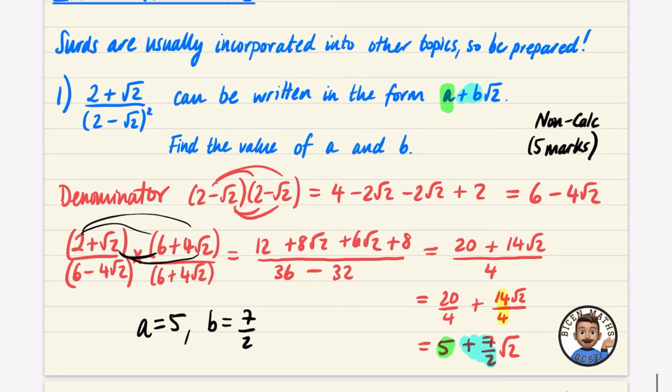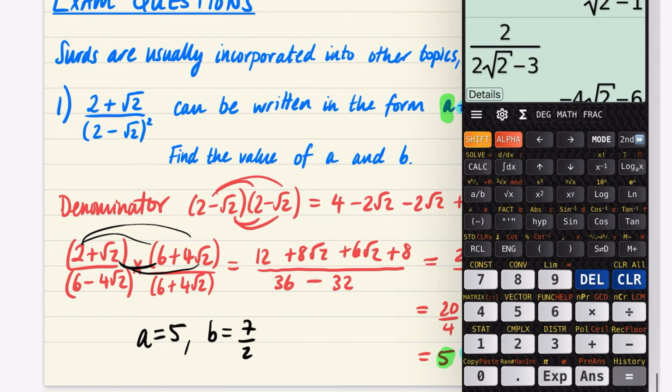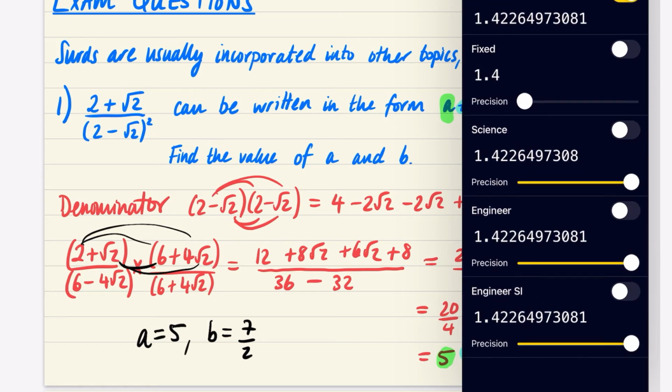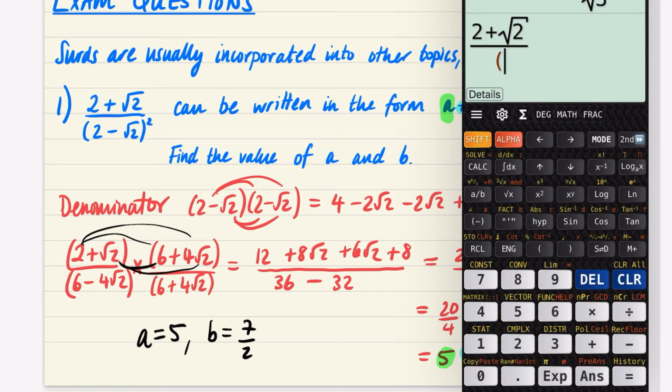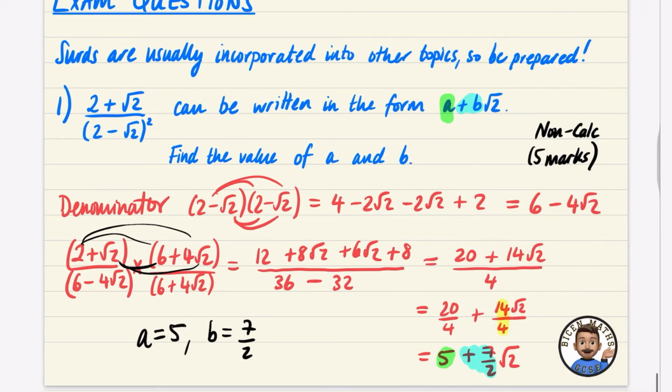So let's see if we got this right by putting it on the calculator. Obviously it's a non-calculator question that I said here, but let's have a quick look. So we're going to do as a fraction 2 plus root 2 over brackets, we're going to do brackets 2 minus root 2, close the brackets, squared. And just like I expected, this calculator is rubbish. Your calculator would probably sort that out.